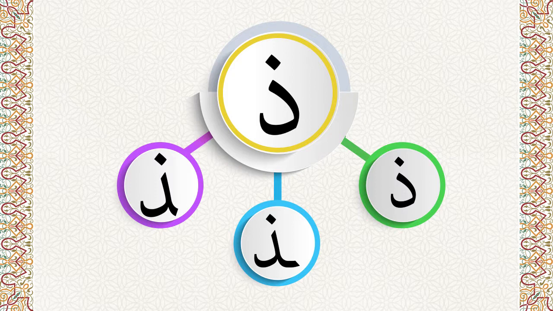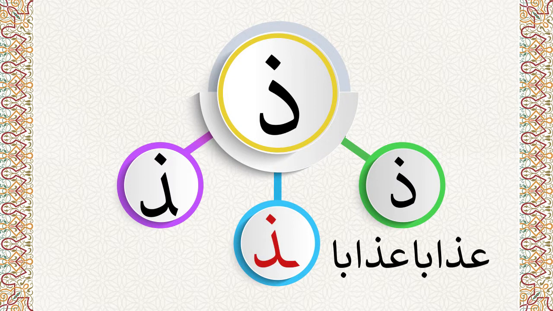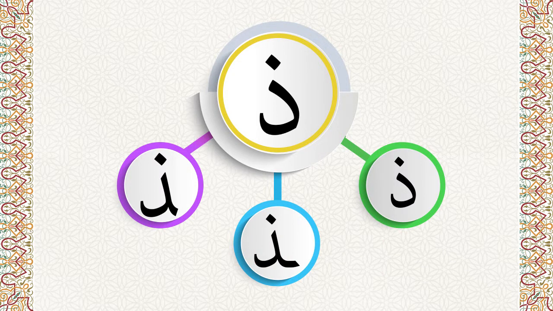For example, عذابا. And the third shape of the zal is at the end of the letter. When zal is used at the end of the letter, it comes in its original shape. For example, ad. These are the three shapes of the zal: beginning of the letter, middle of the letter, and end of the letter.